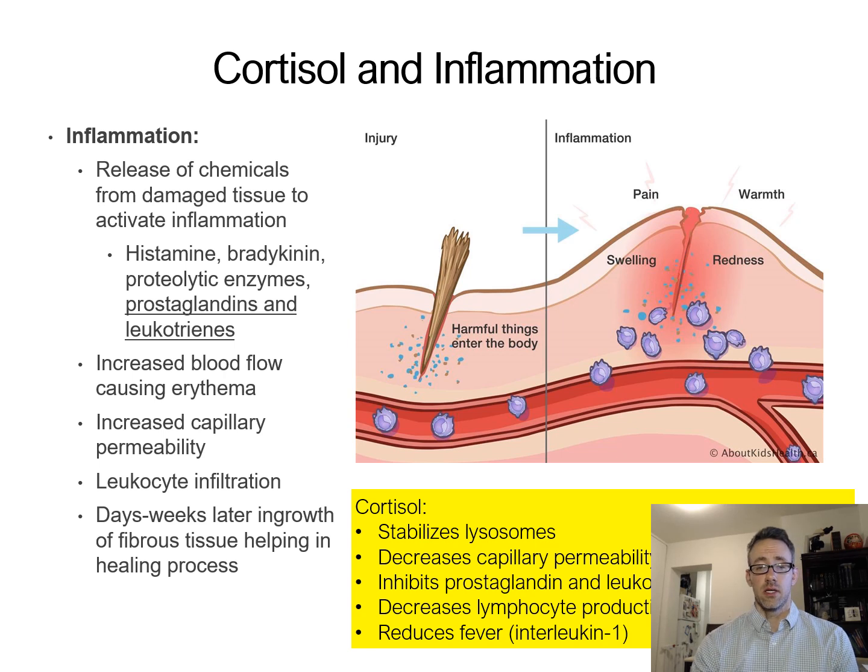Cortisol's role in all this is to stabilize lysosomes, so it doesn't release some of those mediators. It's going to decrease capillary permeability, so there's not as much swelling. It inhibits prostaglandin and leukotriene synthesis. So this actually is one of the major mediators for inflammation. It can also decrease lymphocyte production, B cells and T cells, both in the thymus and in the lymph nodes. And it can reduce fevers via interleukin-1 interference. So it plays a major role there, and this is why steroids are typically used in cases where there are chronic inflammatory diseases and so on.